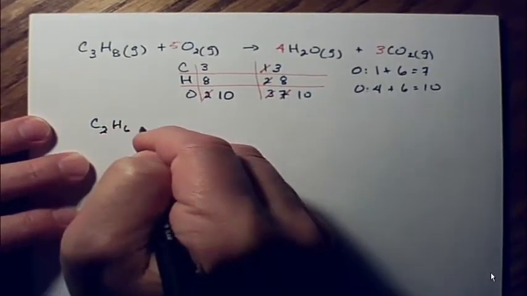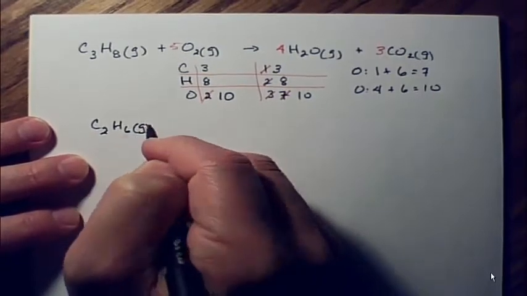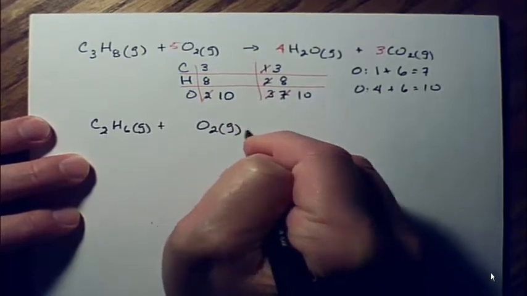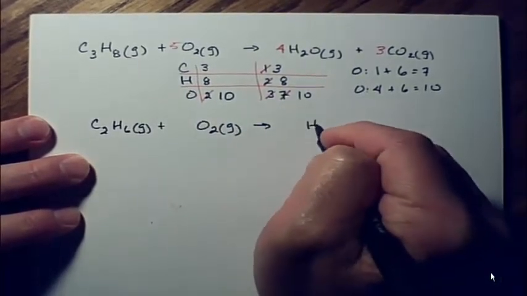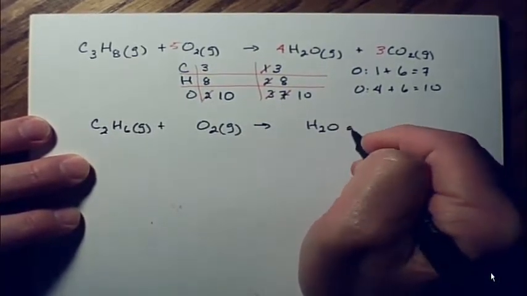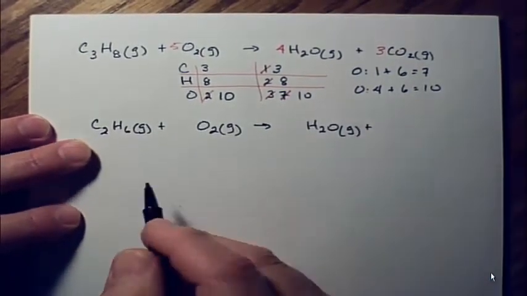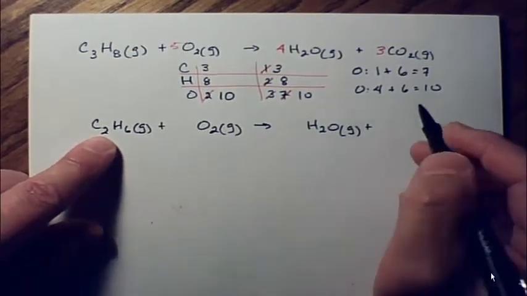Now, let's try this one, C2H6. This is also a combustion reaction. So we're going to have water in gaseous form because we're creating a lot of heat.